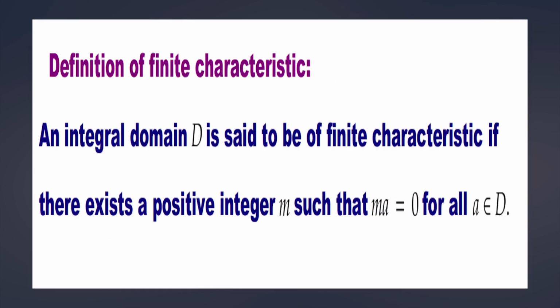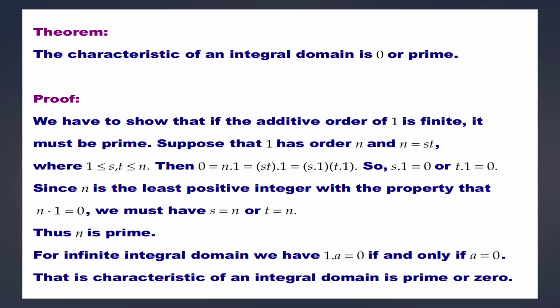Next, the definition of finite characteristic. An integral domain D is said to be of finite characteristic if there exists a positive integer m such that ma equals 0 for all a belonging to D. Can you guess what will be the characteristic of an integral domain? Let's see a theorem. The characteristic of an integral domain is 0, or it is a prime number.